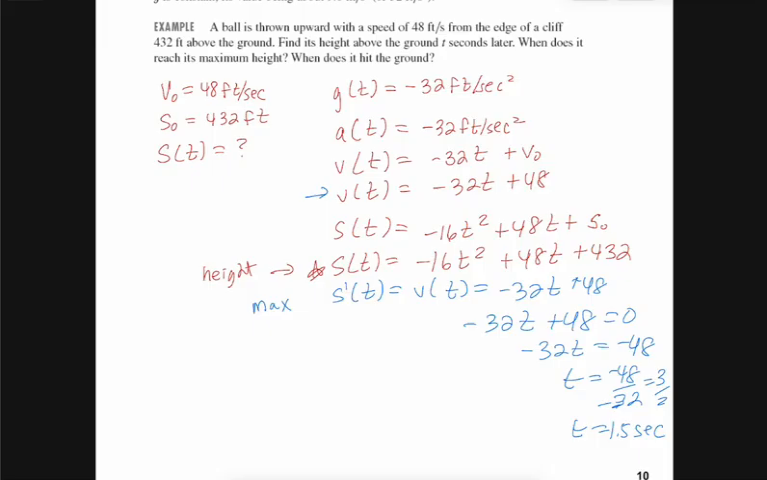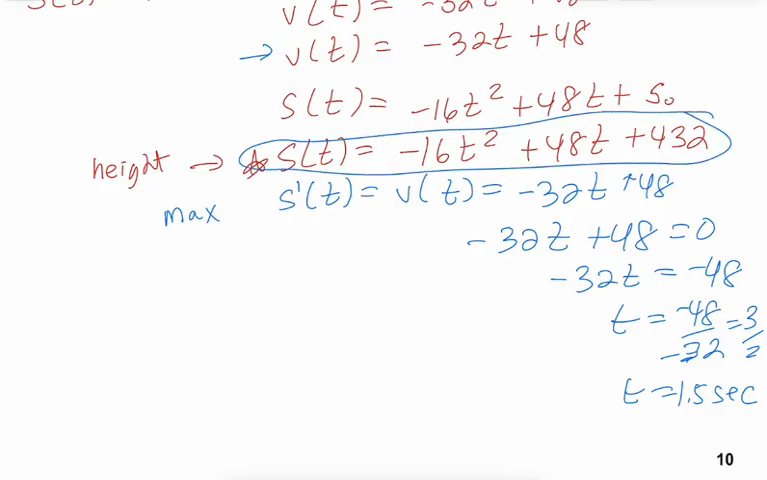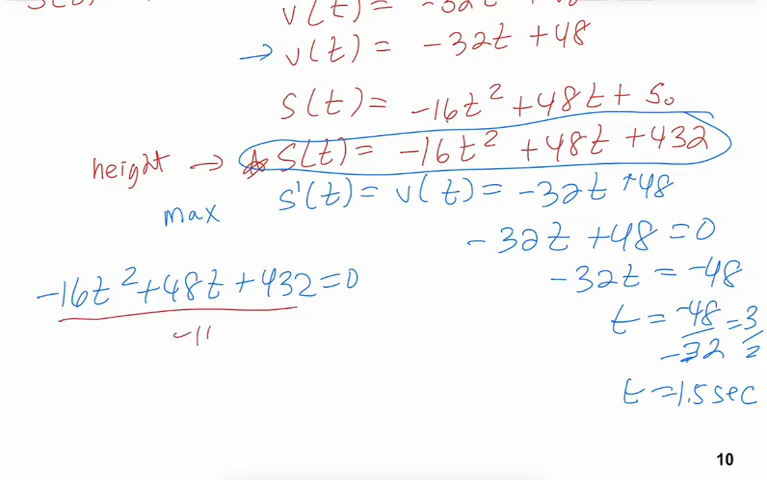And then they said, when does it hit the ground? Well, a thing hits the ground when its height is 0. Here's our height function, our position function. So you're really just asking, where does that equal 0? Now, all of those numbers, they were nice to us, are divisible by 16. So let's divide everything through by negative 16 to make that front number positive.